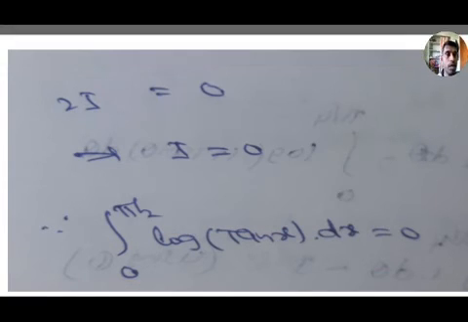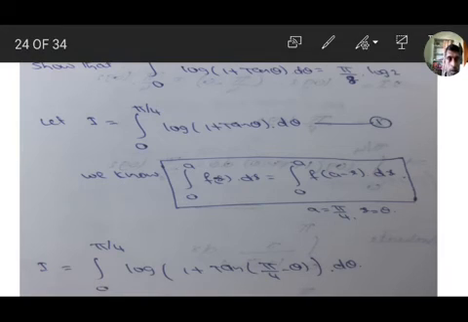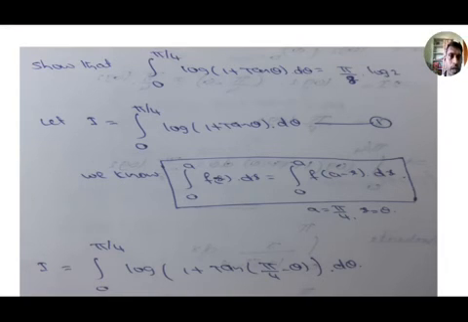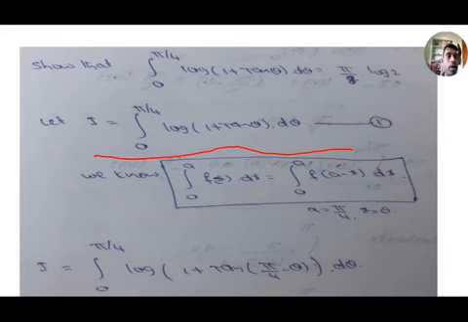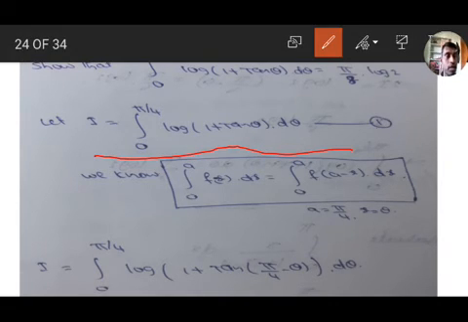Let us move to the next problem. Show that the integration from 0 to pi by 4 of log of 1 plus tan theta d theta equals pi by 8 into log 2. Let I equal the integration from 0 to pi by 4 of log of 1 plus tan theta d theta. Take it as equation 1.